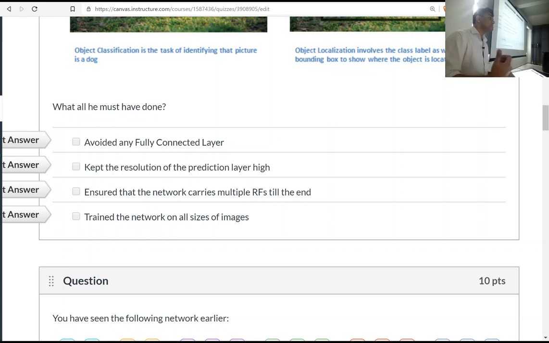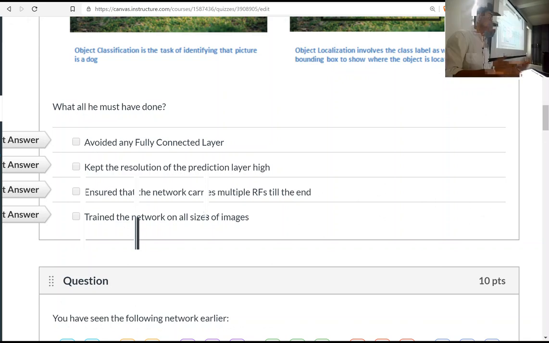When we cover YOLO, you'll be surprised at how smartly they have actually trained the network. What is the resolution of the image they have trained the network on? That's not a constant. Every 10 epochs, 50 epochs, they keep on changing the size of the image which it is being trained on. Very smart architecture.